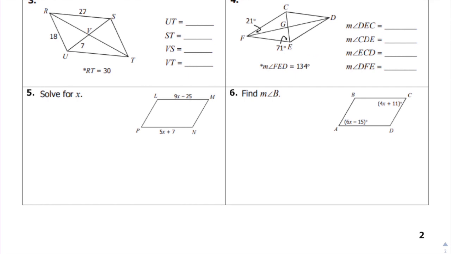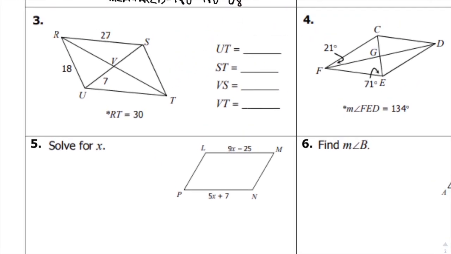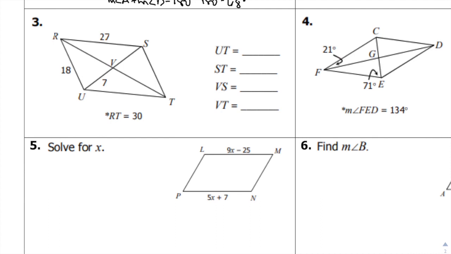Alright, let's look at number 3. Now we're going to be looking at diagonals here. So UT is right here. If I know the opposite side from UT, then I can find the measure of UT. Opposite of UT is RS, which is 27. Opposite sides are congruent, so UT is also 27. Same thing here. ST, what's opposite of ST? RU. Do we know the measure of that side? Yes, we do. So we can say that ST is 18.